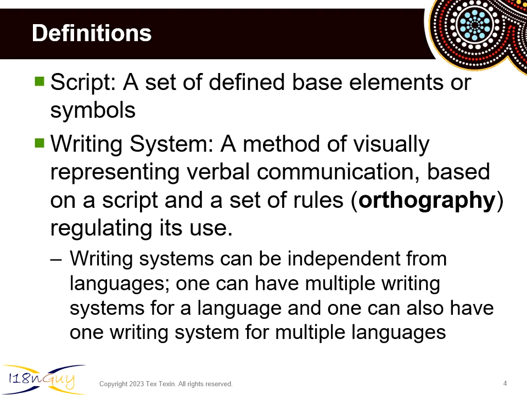So writing systems can be independent from language. You can have multiple writing systems for a language, and you can also have one writing system that is used for multiple languages, and we'll give some examples of that. But basically, the writing system is the collection of symbols and rules that you use to represent what was verbal speech.